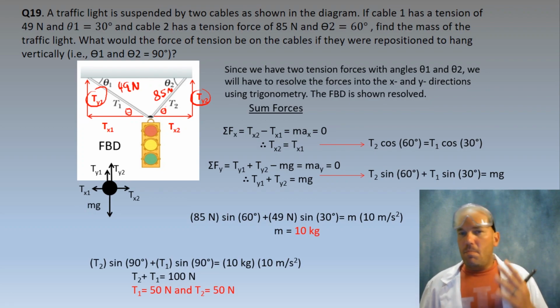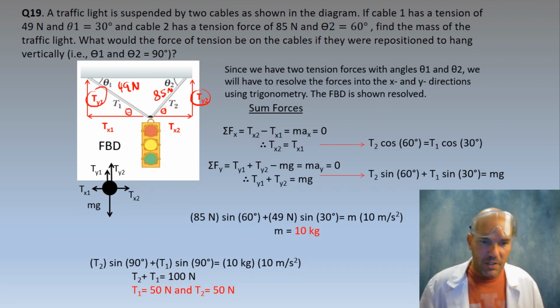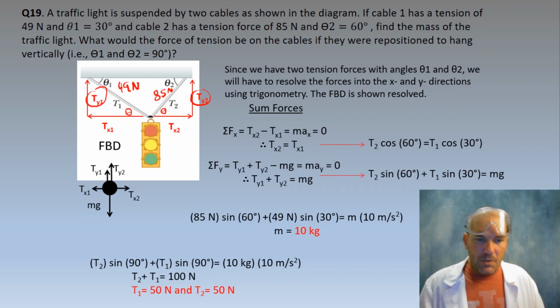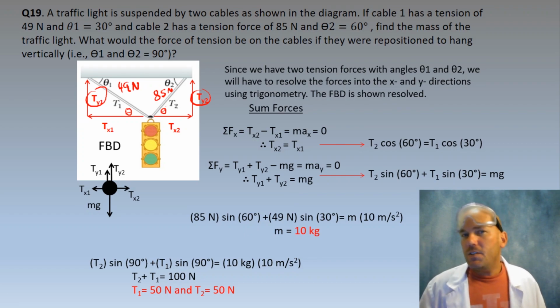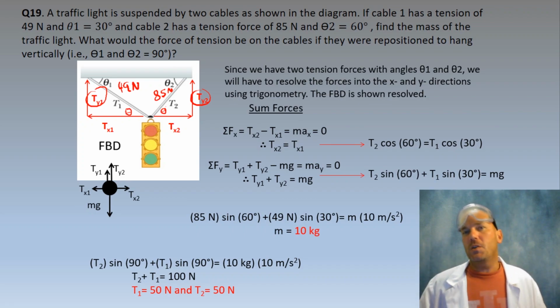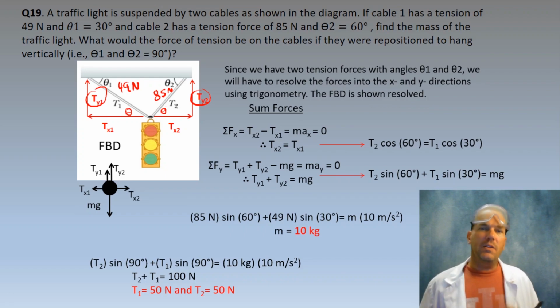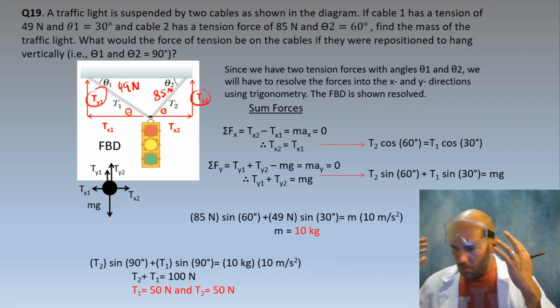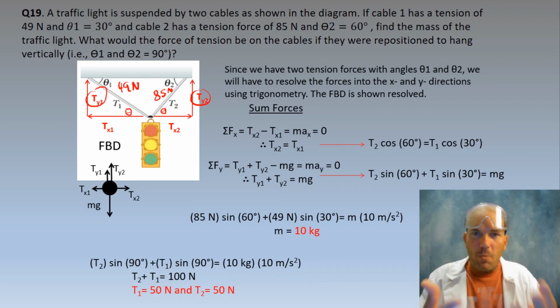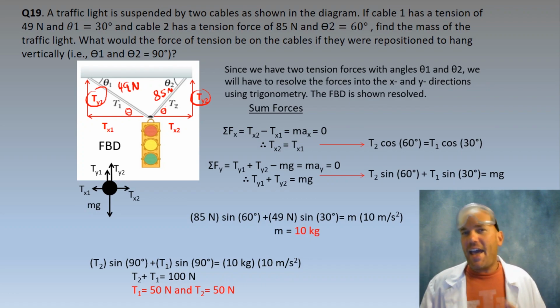Okay, now part B, what would happen to the force of tension if these cables were repositioned to hang at 90 degrees? All right, using a semi-quantitative approach with numbers here, you can see that the force of tension 1 and the force of tension 2, they would each hold exactly half of the force, which is 100 newtons when we look at 10 kilograms multiplied by 10 meters per second squared. So each rope is now holding exactly 1/2 of that weight, and you can see that here when we plug in numbers and use the trigonometry.